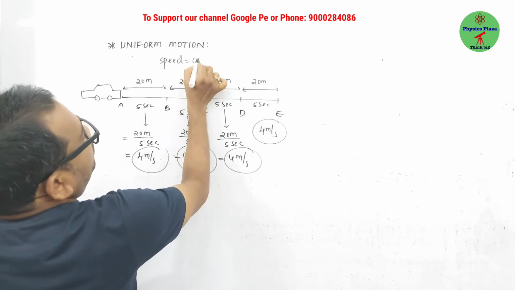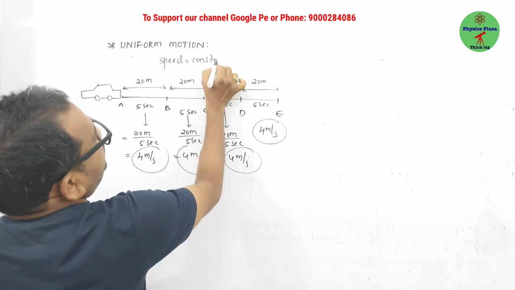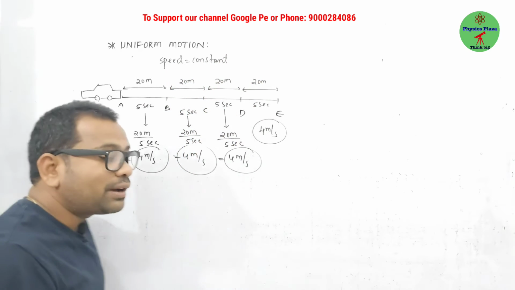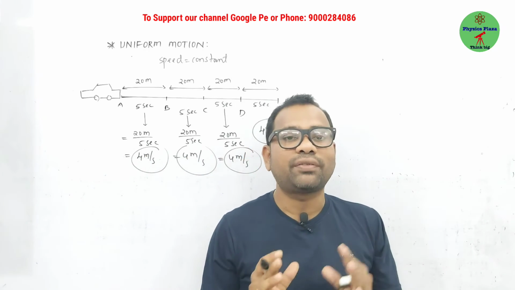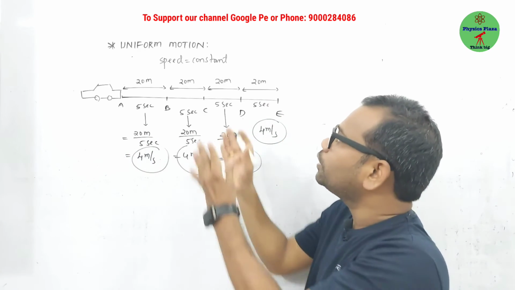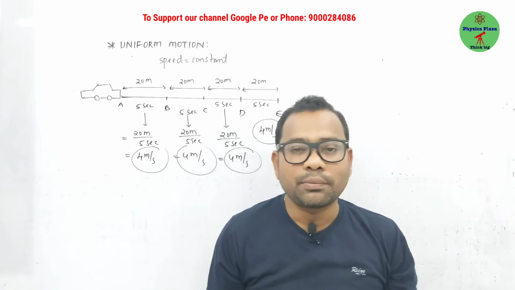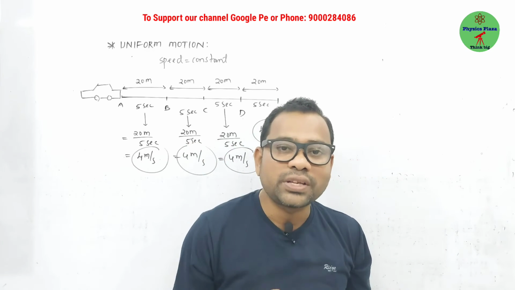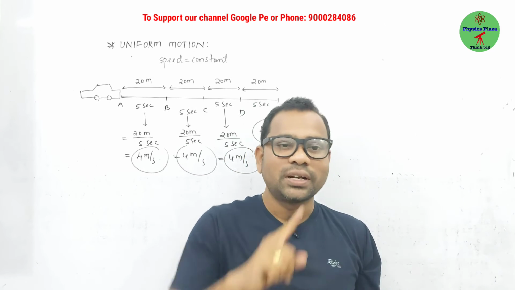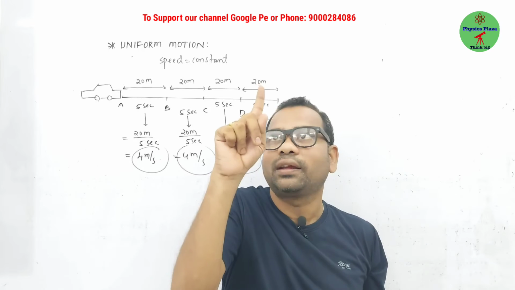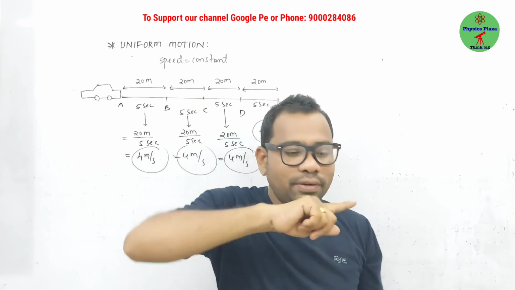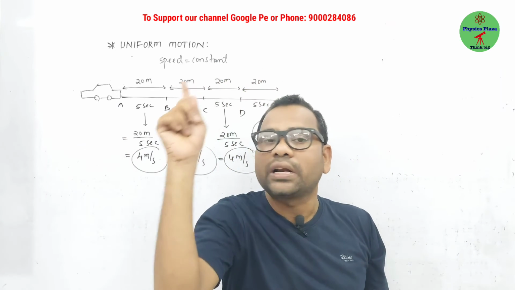Speed is constant. When can the speed be constant, children? When it covers equal distances in equal intervals of time. Such a motion is called uniform motion. One of the best examples is the hands of the clock, dear children. Yes, it is in uniform motion. Tick, tick, tick, tick, tick. It covers equal distance in equal intervals of time.